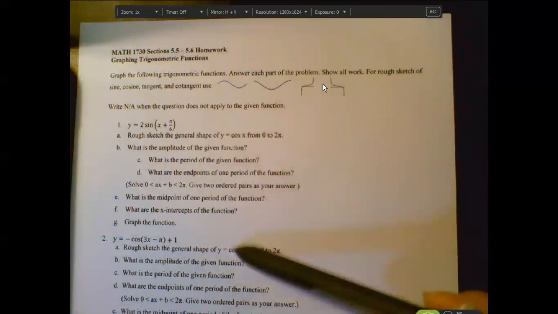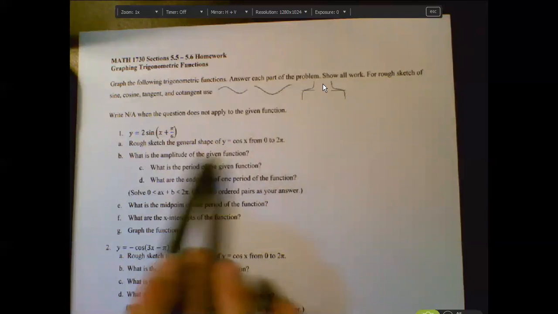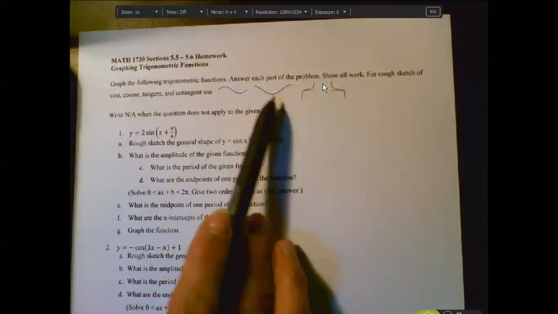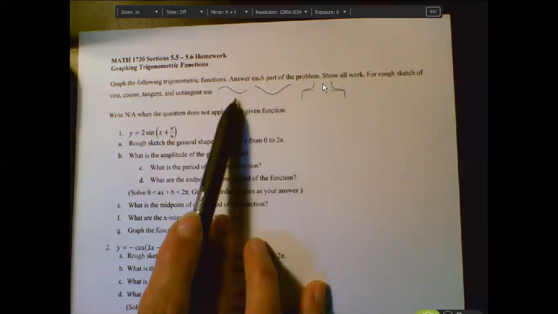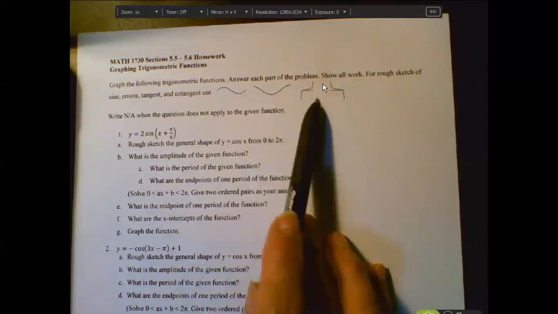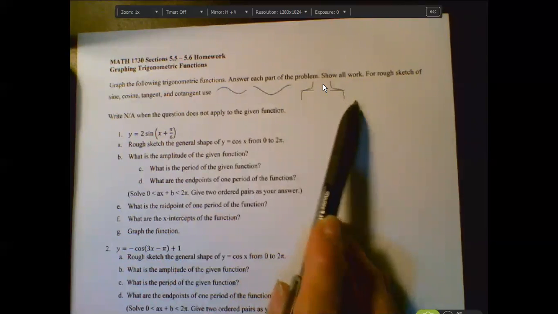But I'm going to ask you several questions. I'm going to give you a graph. I'm going to ask you for the general shape of the function, and I'm just talking about the button that you click in MyMathLab. For sine, it looked like this. For cosine, it looked like this. I don't know if it'll have a button for tangent and cotangent, but we're talking about those today.